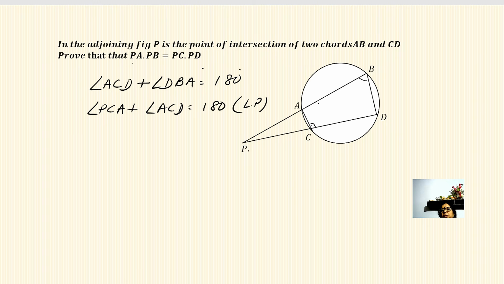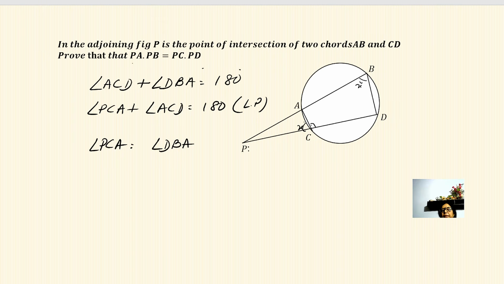This is because they are the opposite angles of the quadrilateral. So these two relations, because they are equal to 180 degrees, we can equate them. And if we remove the common term ACD from both these relations, we will get angle PCA equal to angle DBA. Supposing we keep this angle as x degrees, this will become x degrees.